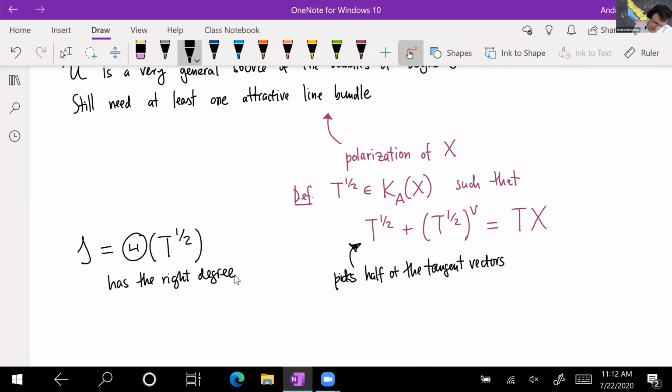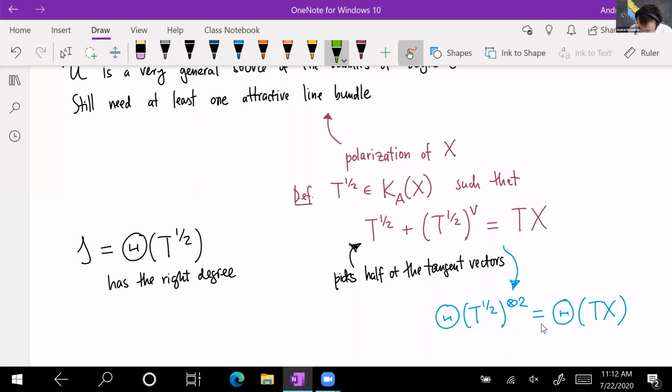In general, this equality translates to the fact that the theta bundle of theta 1/2, tensor square, equals the theta bundle of TX. So this is, for a compact X, like the canonical bundle. Picking a polarization is picking a square root of the theta of the tangent bundle, like a square root of the canonical.